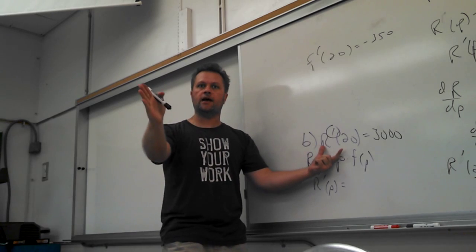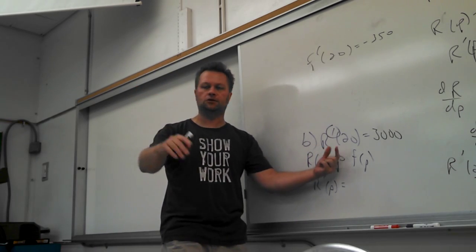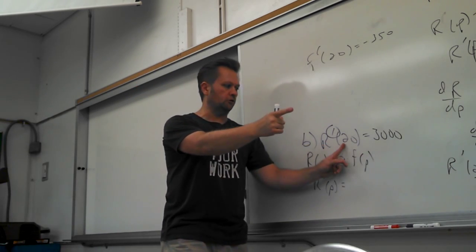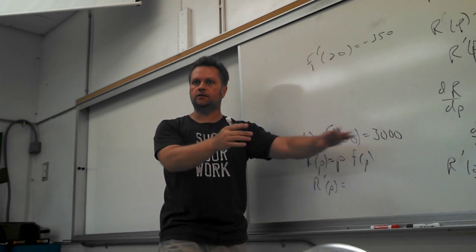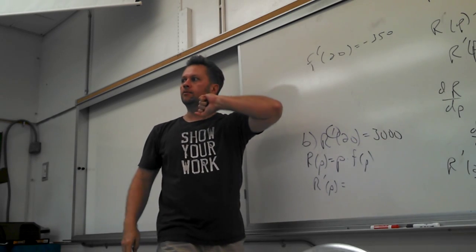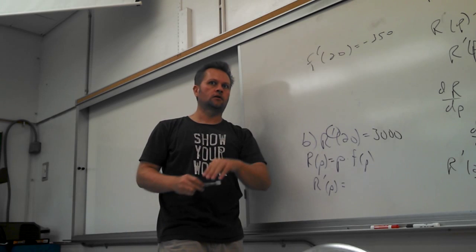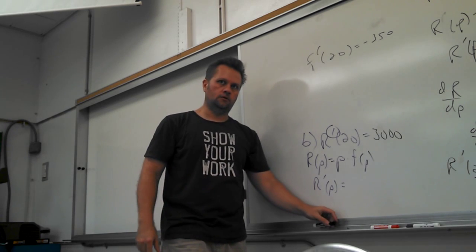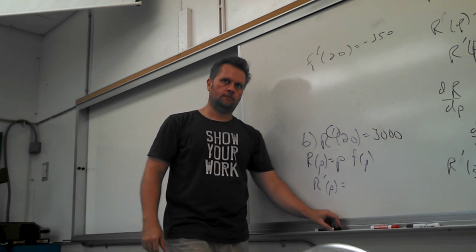But if I was just trying to maximize my revenue, it's all I was trying to do. I want to go in that direction. I want to increase my price because that tells me it's got a positive slope in that direction. Now, let's say that we were given also that revenue at 19 was at a higher price. So let's say it was 3,500.